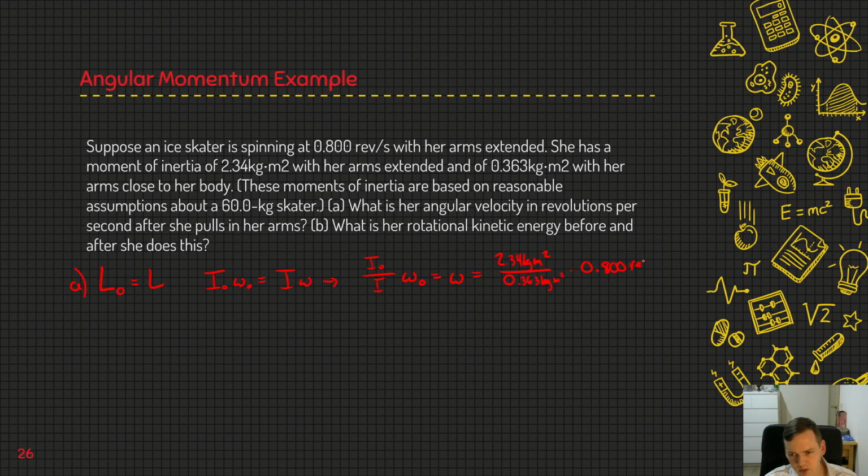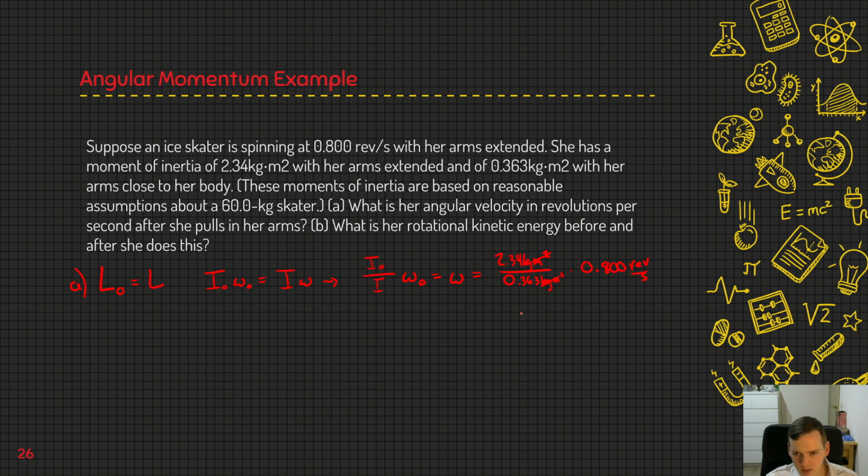0.800 revolutions per second. Now technically this should be in radians per second, but because of the way this equation works out, and we're just looking at the ratios of these, we can leave this as revolutions per second, and our answer will give us the proper units. If you wanted to write it as radians per second, that would work. You would just have radians per second as your answer.